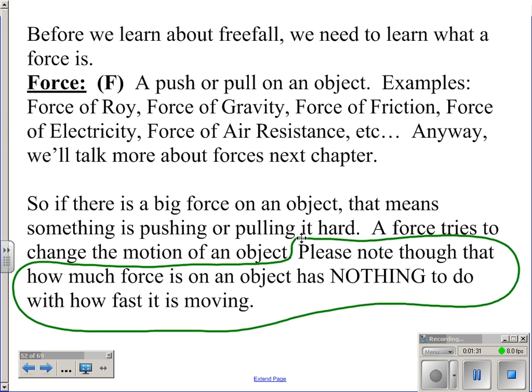All right, and as a simple proof of that, I want you to stand up right now and push on the nearest wall as hard as you can. All right, so right now you're exerting a tremendous amount of force on the wall, but it's not moving. Okay, so how much force you're exerting has nothing to do with how fast it's moving. All right, so with that in mind, let's talk about free fall.